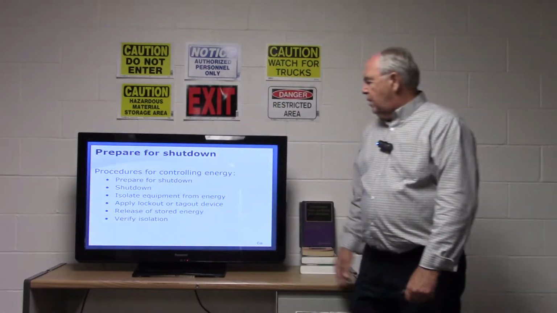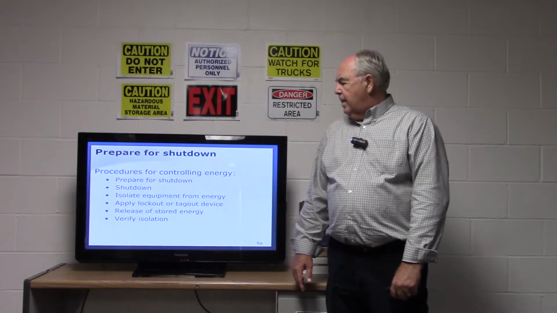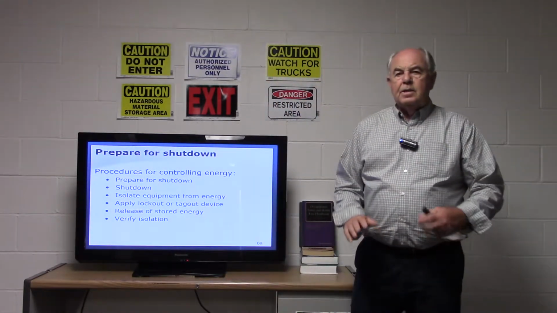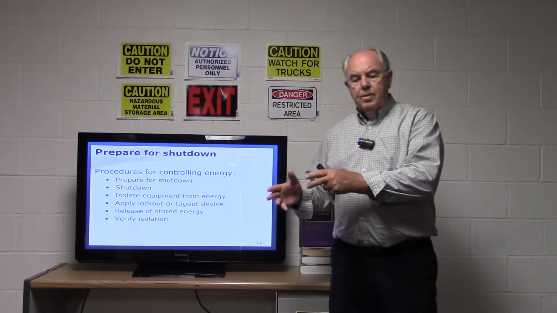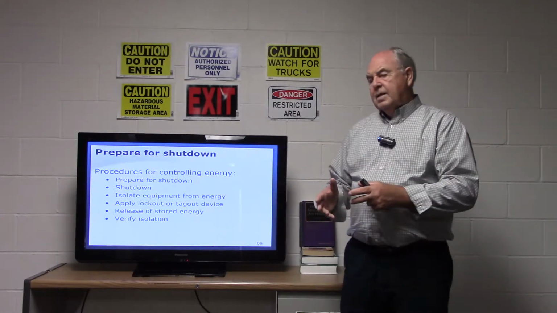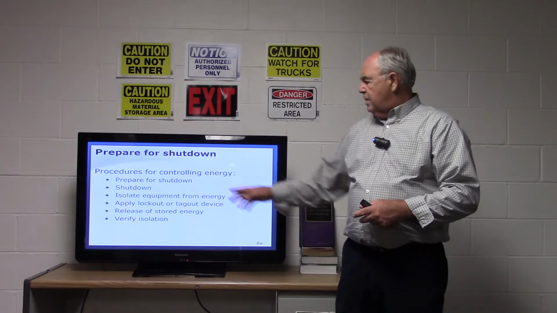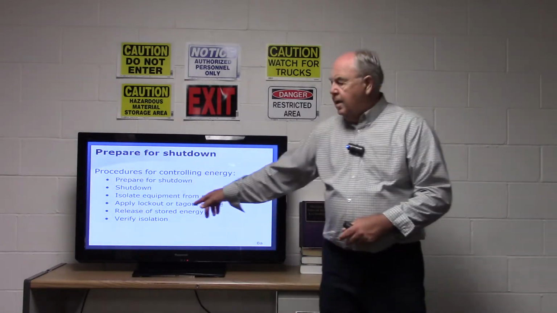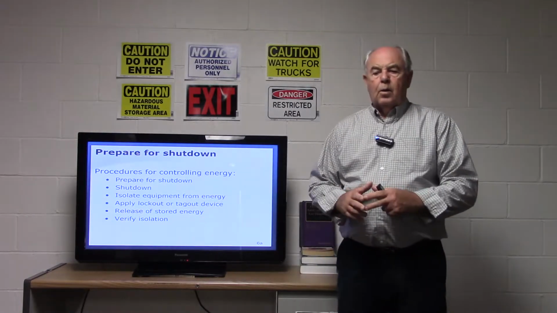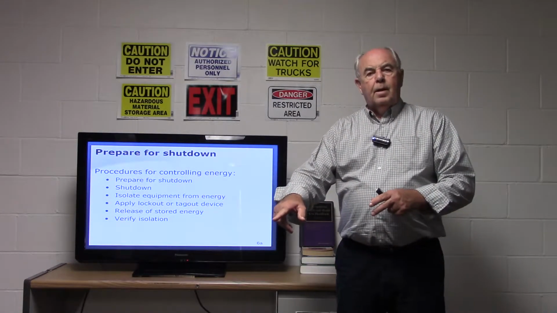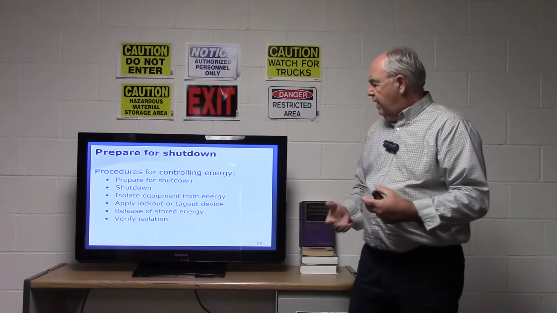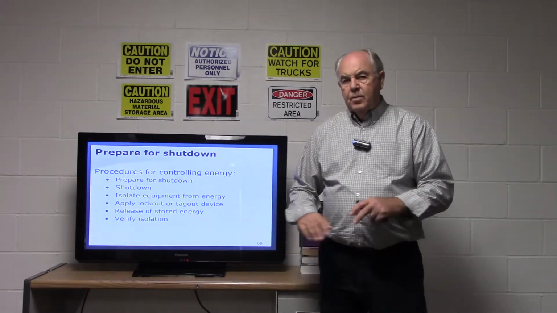Now, we've released all the stored energy, and now I want to verify the isolation. Easiest way: once I've shut down the piece of equipment and I've isolated the equipment from the energy sources, I've applied my locks and my tags, I've released stored energy, now I want to verify it. So I'll go over and I hit the start button. If the machine doesn't move, then I'm comfortable that I've verified that all of the energy has been released.